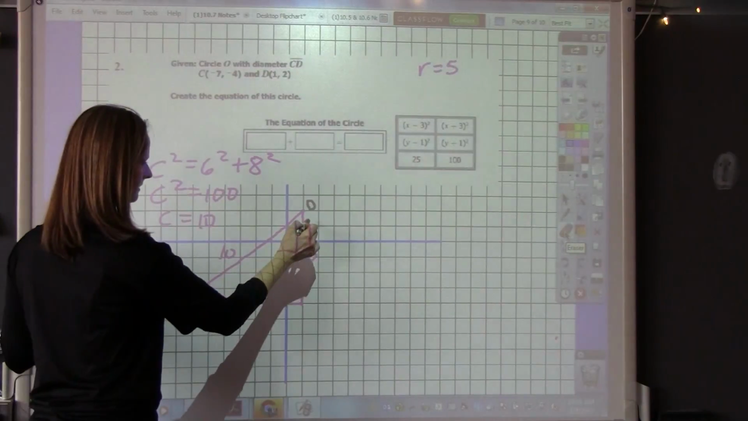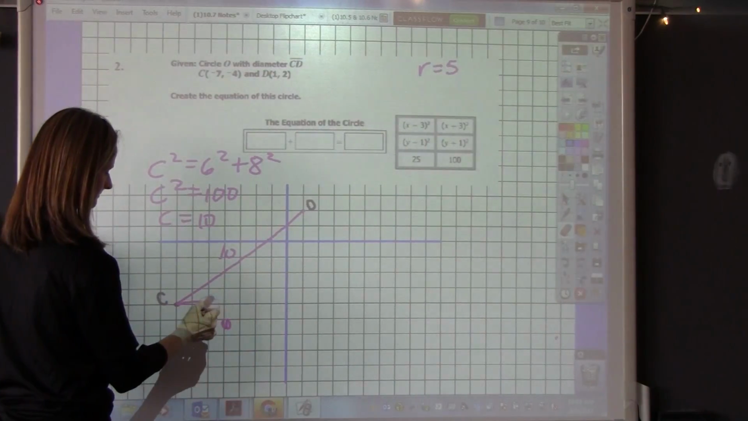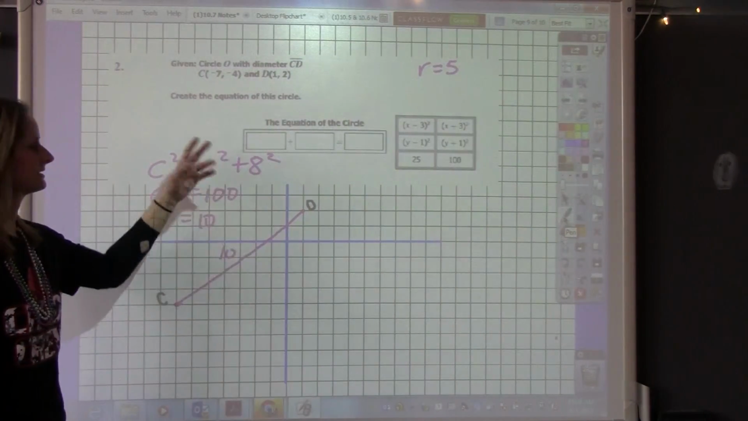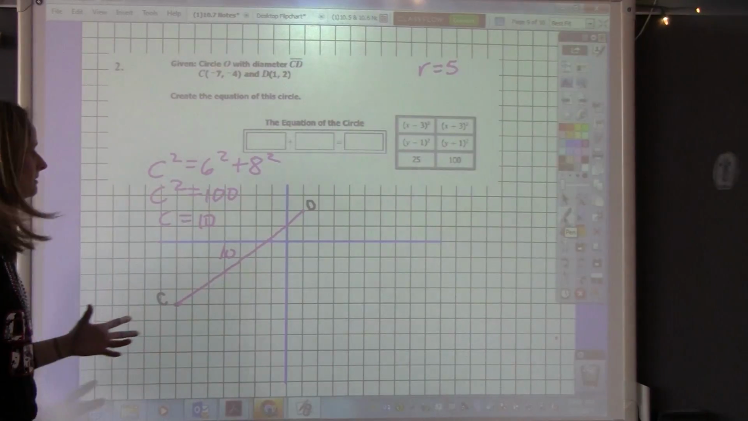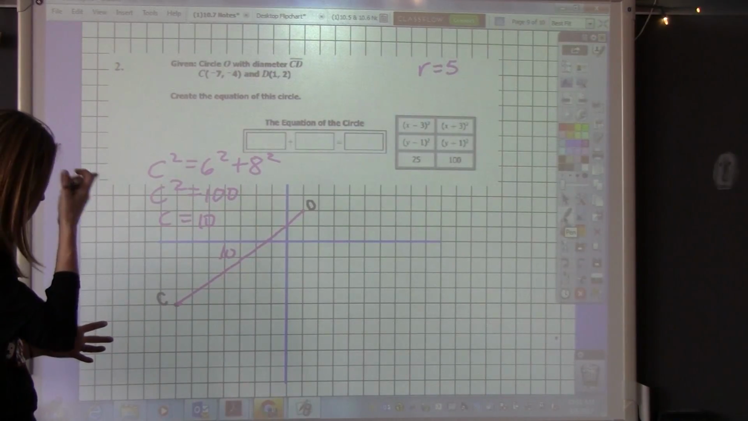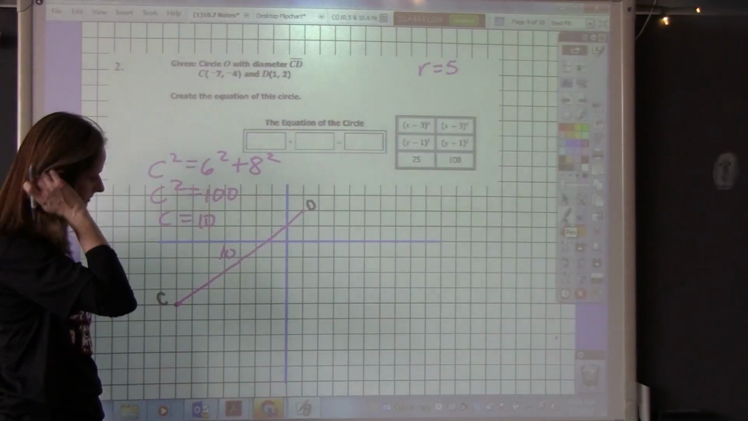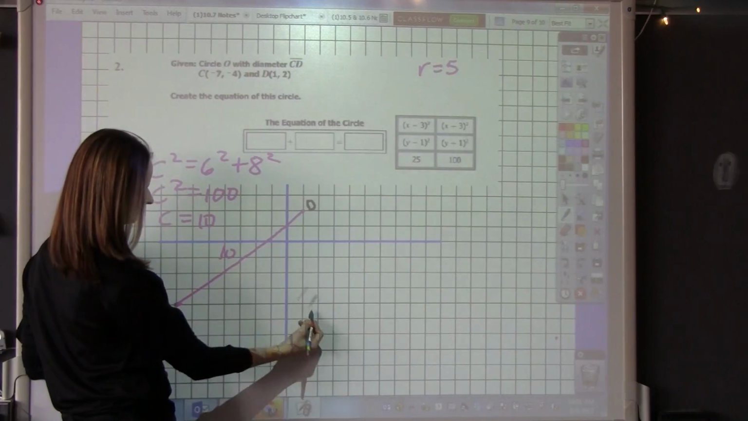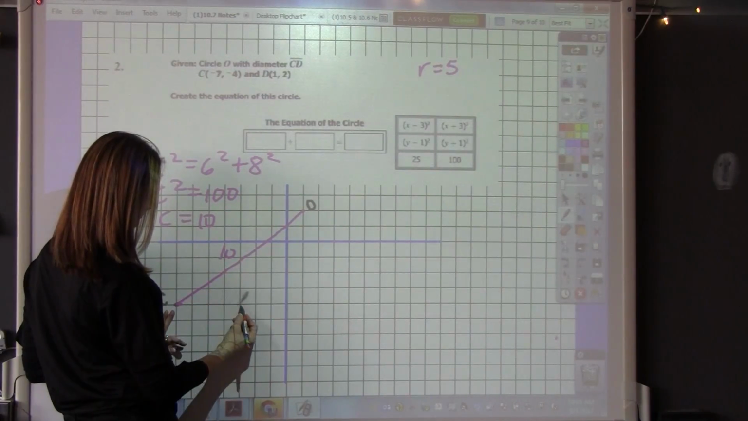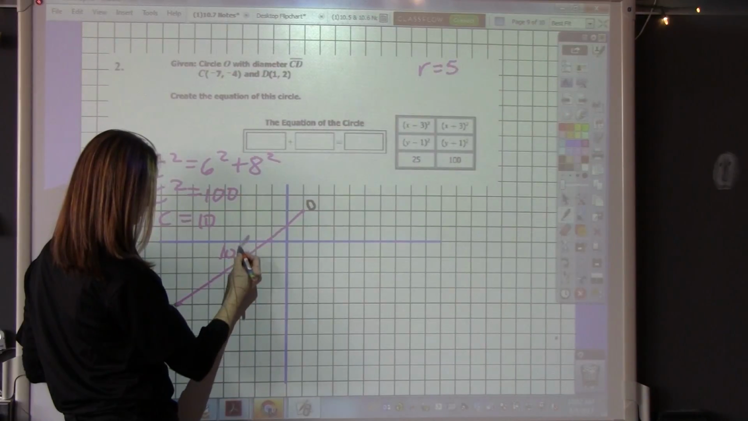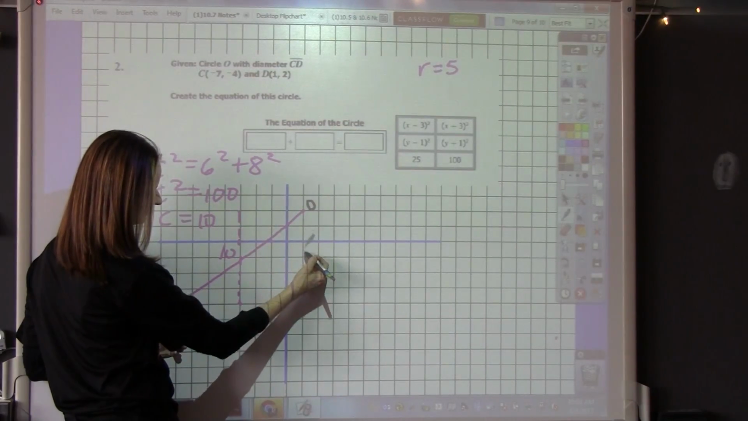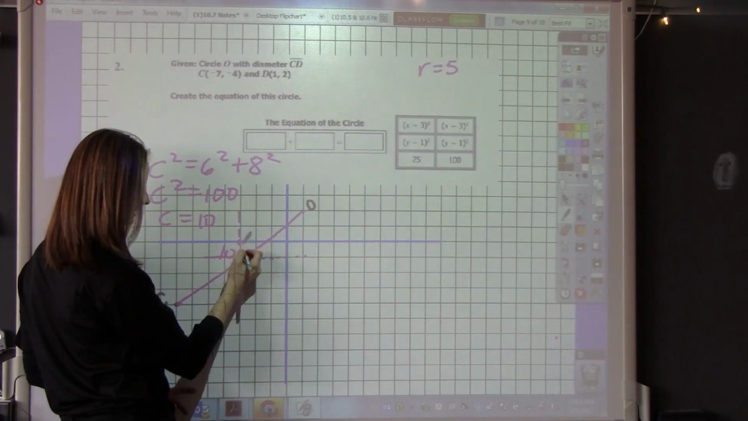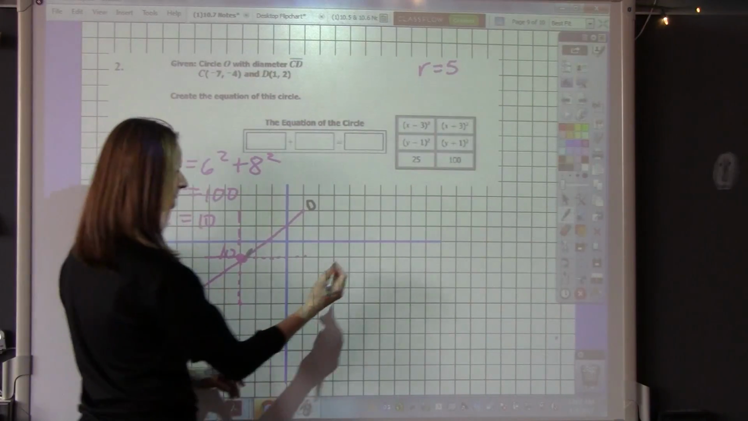Okay, now we need the center. We could count. Yeah, because this is the diameter. This distance is 6, and this distance is 8. So halfway is 1, 2, 3, 4. Right. Halfway is 1, 2, 3. Boom. It's right there. -3, -1. Let me write that down.